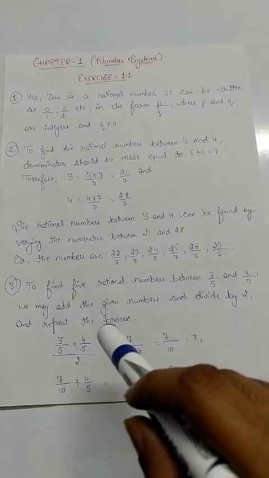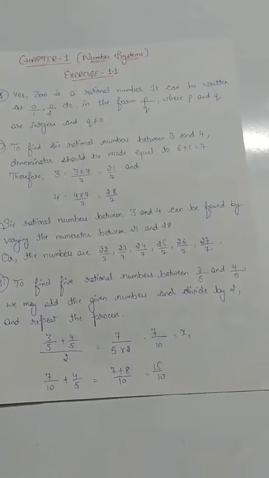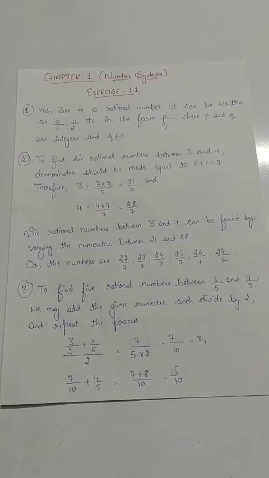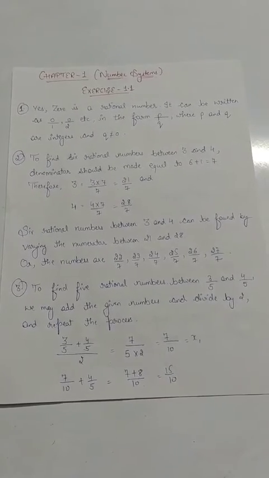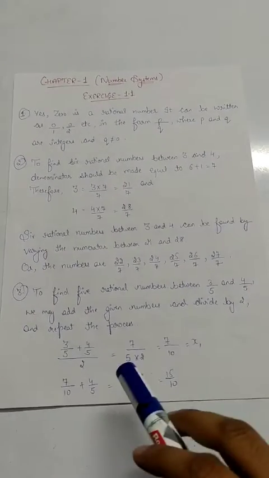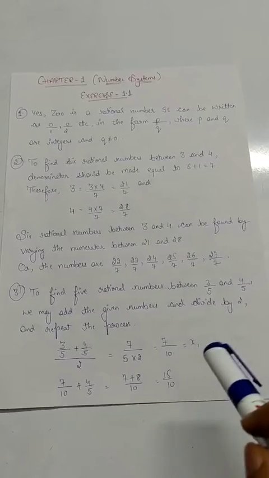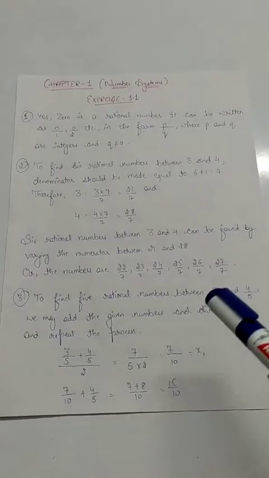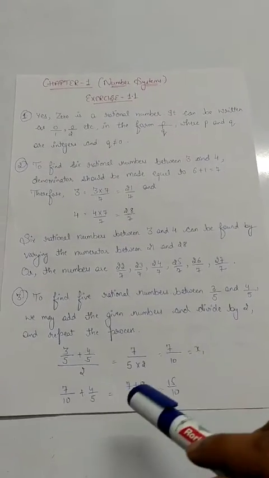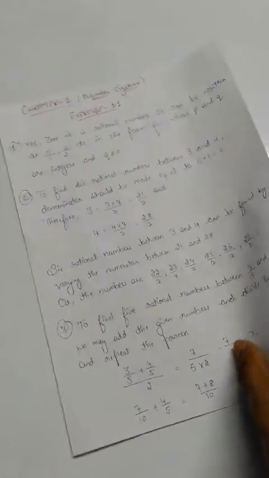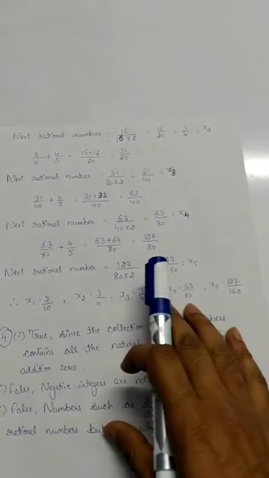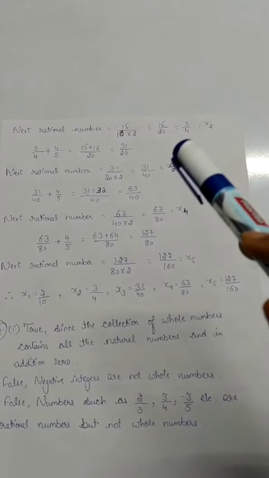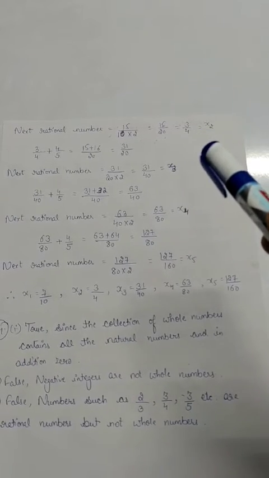The third sum is to find 5 rational numbers between 3 upon 5 and 4 upon 5. Just take the first two numbers and divide by half. We get 7 upon 10, that is equal to x. Take this number and add the second number to it, we get 15 upon 10. The third answer is 15 upon 10 into 1 upon 2, that is 15 upon 20. This is 3 upon 4.